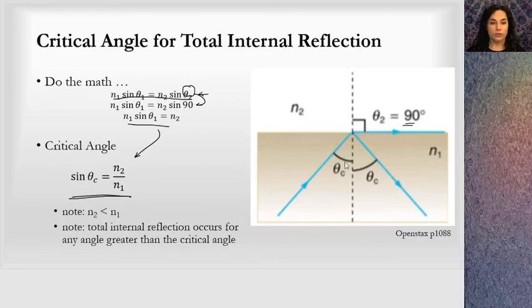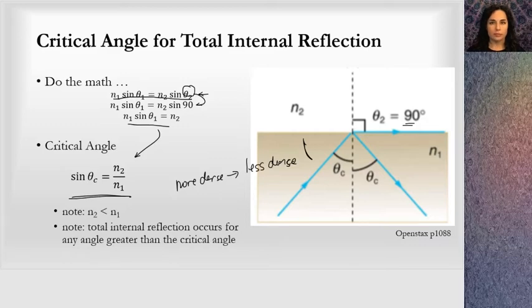If I want to find this critical angle, beyond which is total internal reflection, I take N2 and divide by N1. And we're going to remember that N2 is always less than N1. This will always be a less dense material. We're always going from more dense to less dense. And also I'm going to note down here, total internal reflection occurs for any angle greater than the critical angle. So any angle out here, you will have total internal reflection.